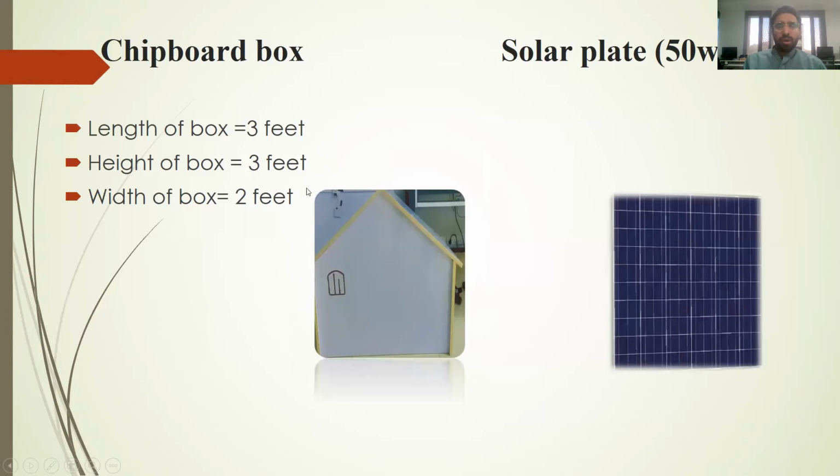This is the chipboard box which we use for testing purposes. Its length is 3 feet, its height is 3 feet, and its width is 2 feet. And this is the solar plate, 15 watt and 12 volt. We use it to supply the exhaust fan and the Peltier kit.